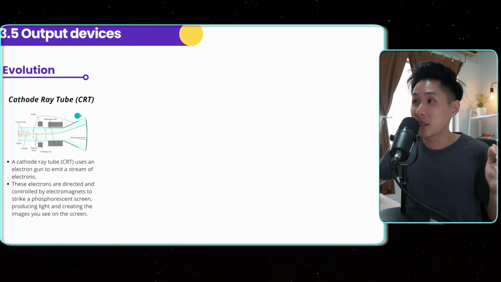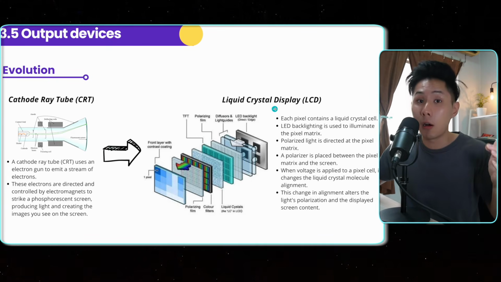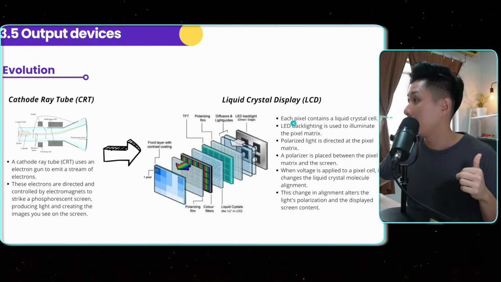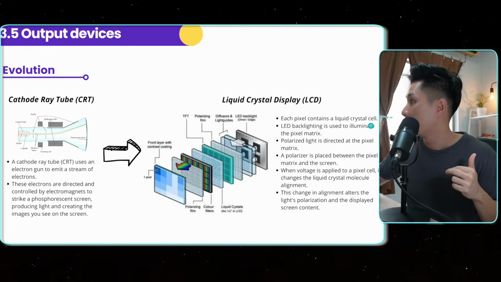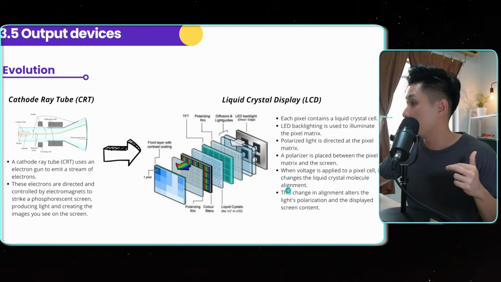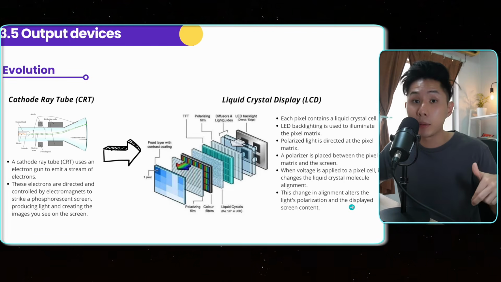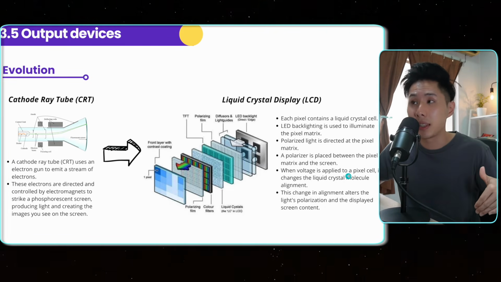So that's the first generation cathode ray tube. But for now, most of us are using liquid crystal display or even LED. For LED, each pixel contains a liquid crystal cell, and an LED backlight is used to illuminate the pixel matrix. This polarized light is directed at the pixel matrix, and a polarizer is placed between the pixel matrix and the screen. When voltage is applied to the pixel cell, it changes the liquid crystal molecule alignment. This change in alignment alters the light polarization and the display screen content, which is what you are seeing on your screen now.